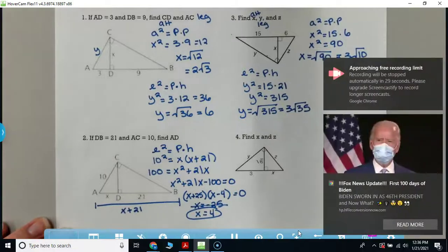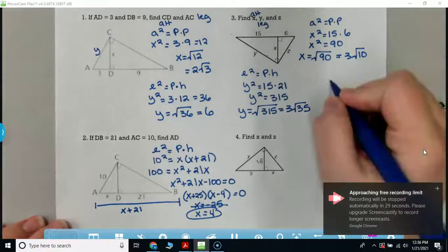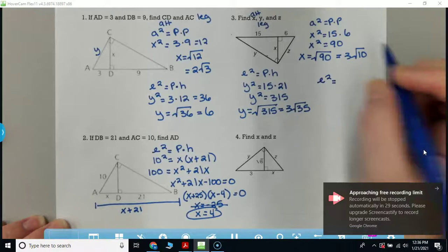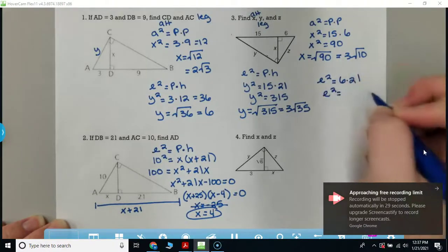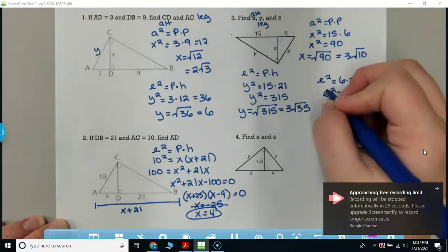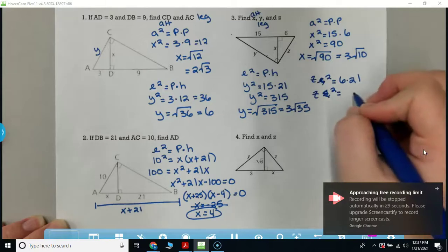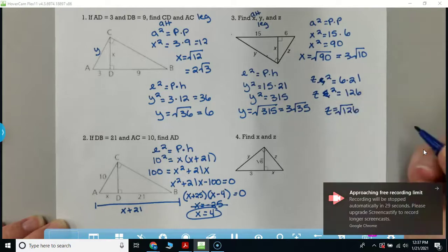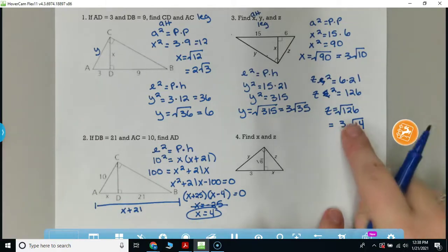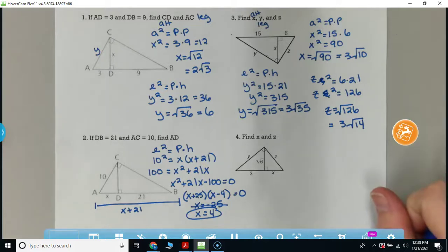And last but not least, z is our other leg. So I'm going to use my leg formula again, but using the other part. I apologize, that should be z squared. And so z, all right, so that square root of 126 did simplify to 3 on the square root of 14. And now we just need to solve number 4.